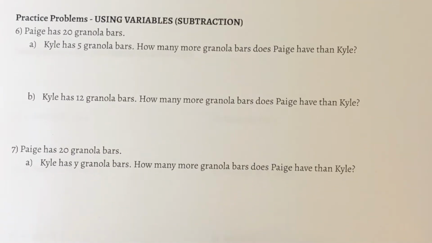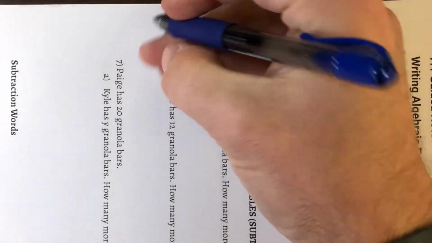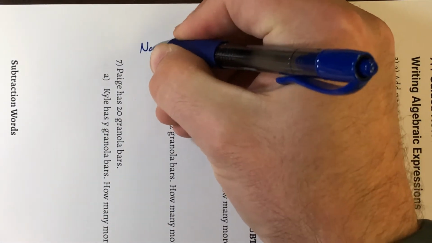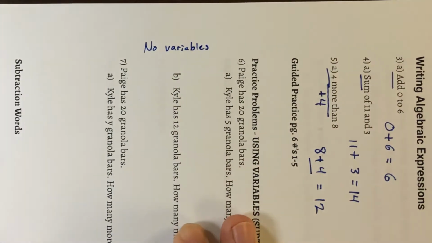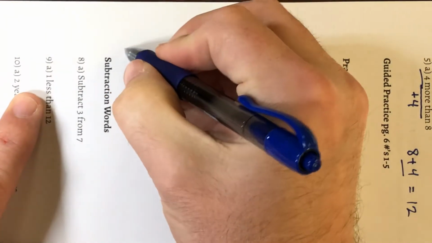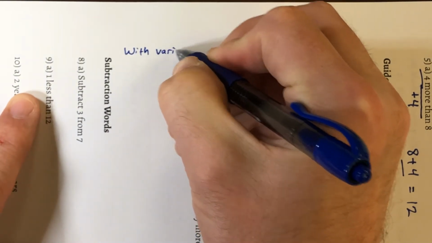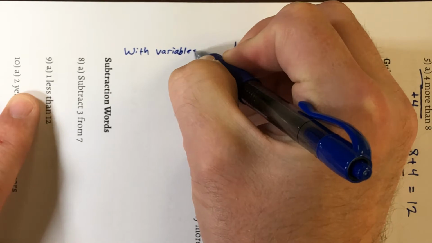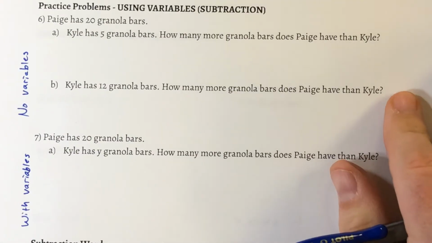We're now going to move into subtraction. So same setup. We're going to start with an example with no variables, and then we're going to transition into what it would look like with variables or letters. All right, first one.